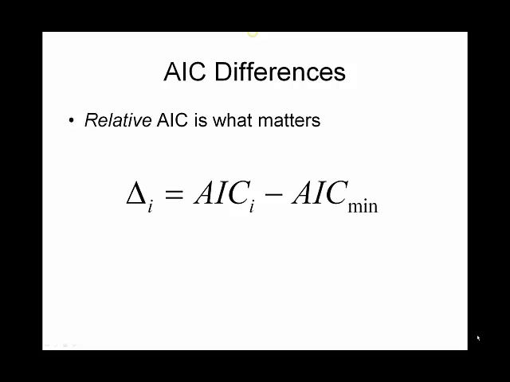Recall, this is always going to be relative to the particular set of models that we've got. One of them will have the lowest AIC, and now what we're asking is how far away are the other ones relative to that best one.